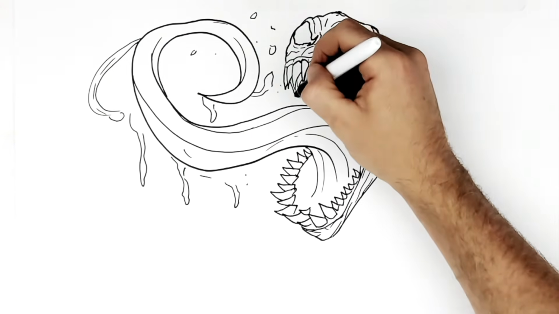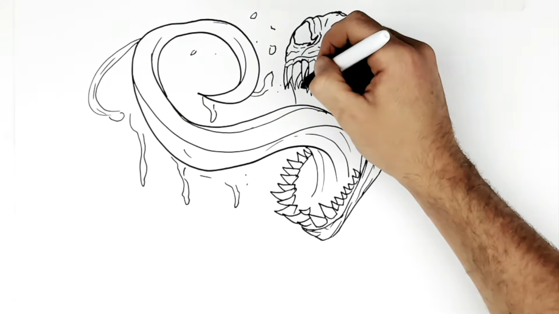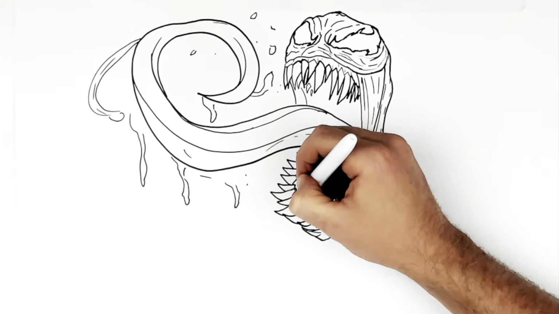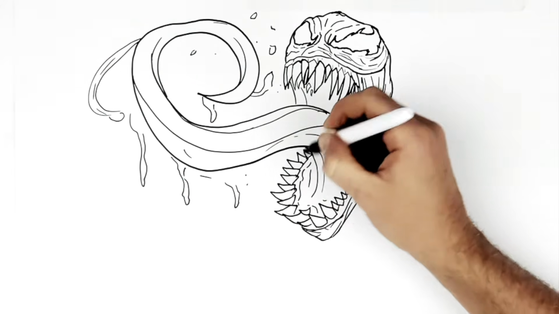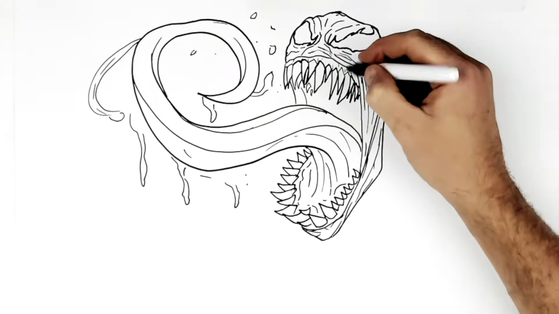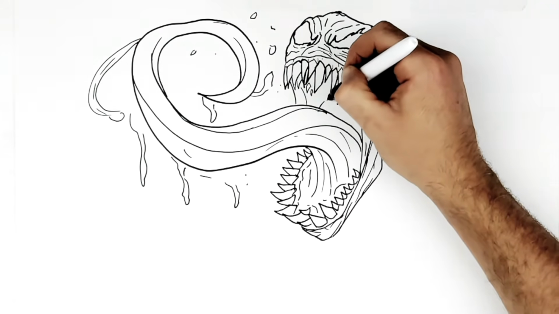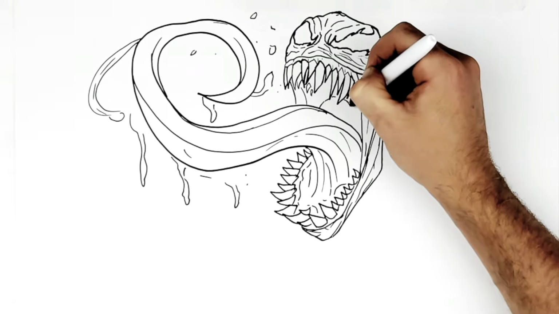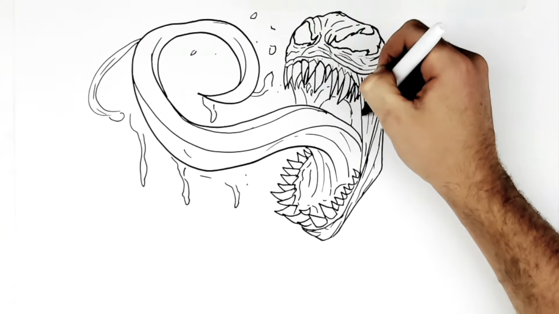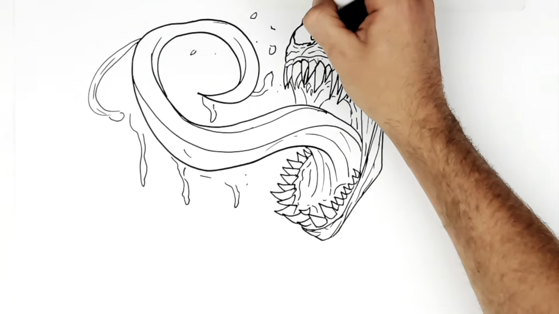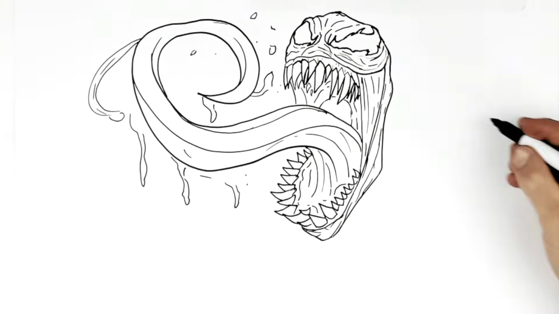The inside of his mouth here could have some more texture lines and all that, just around his gum here. I'd say the hole for the back of his throat should be in here somewhere, and then more texture lines around that. Okay.